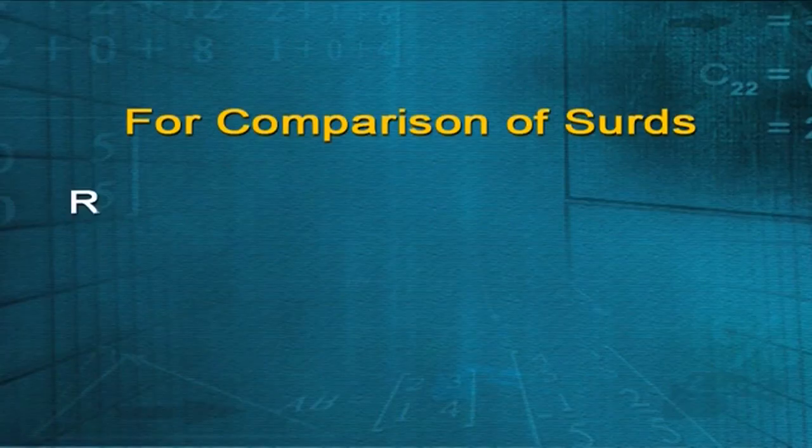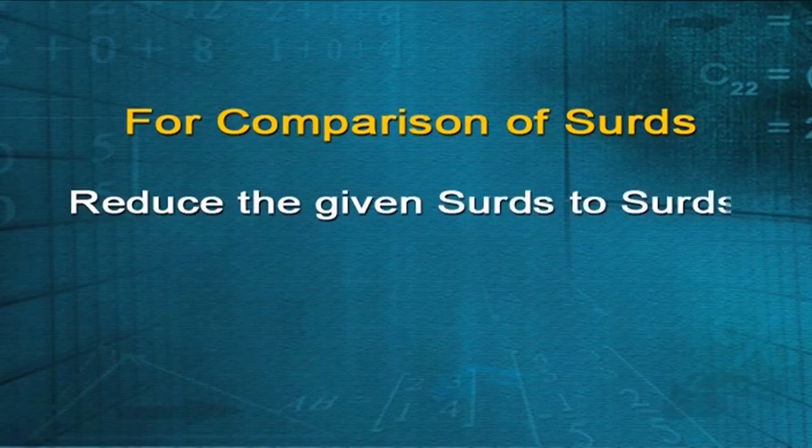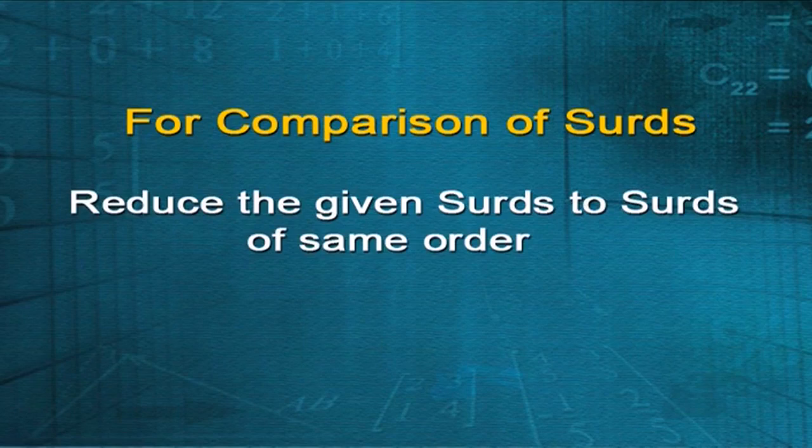Let us see the comparison of surds. Now observe one thing here, that whenever you compare two or more surds, or you write the given surds in ascending or descending order, reduce the given surds to surds of the same order. Then we can compare them, and we can write them in ascending or descending order.